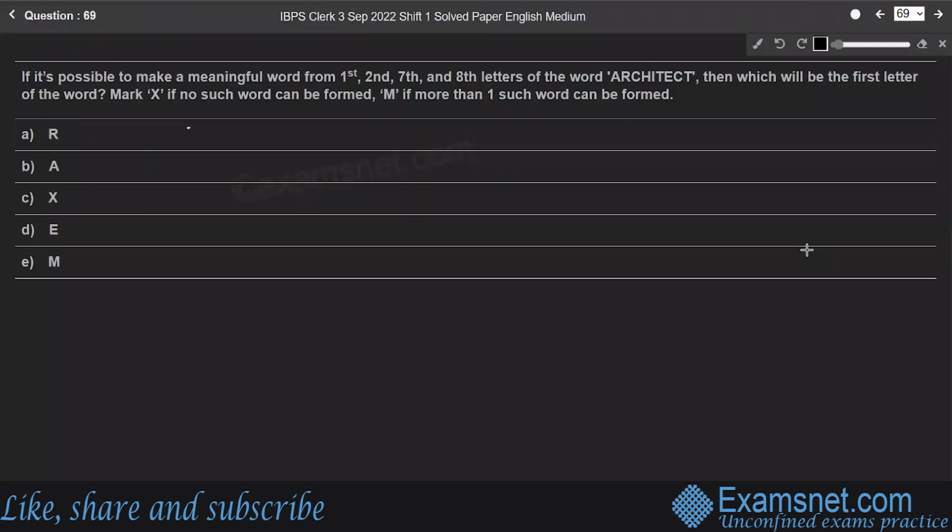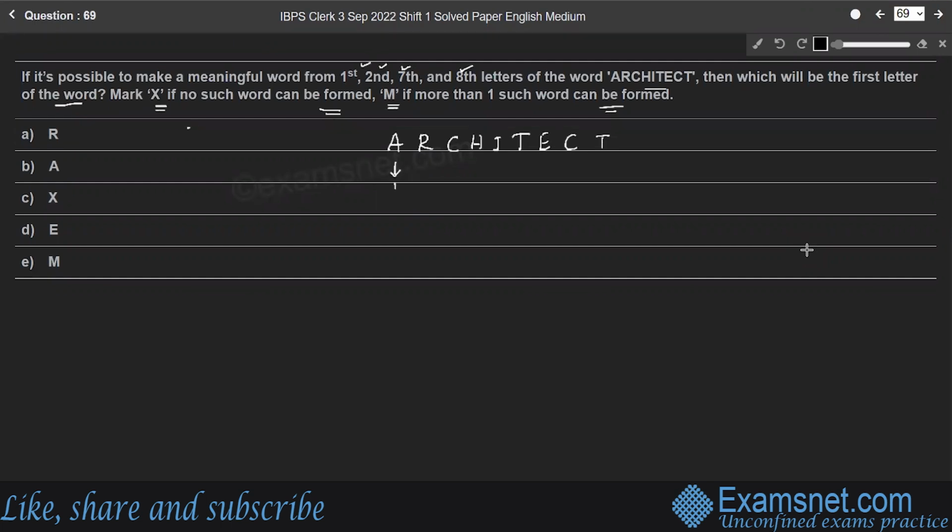Question 69. If it's possible to make a meaningful word from first, second, seventh, and eighth letters of the word architect, then which will be the first letter of the word? Mark X if no such word can be formed. Mark M if more than one such words can be formed. Here the given word is architect. Here first, second, seventh, and eighth letters are.